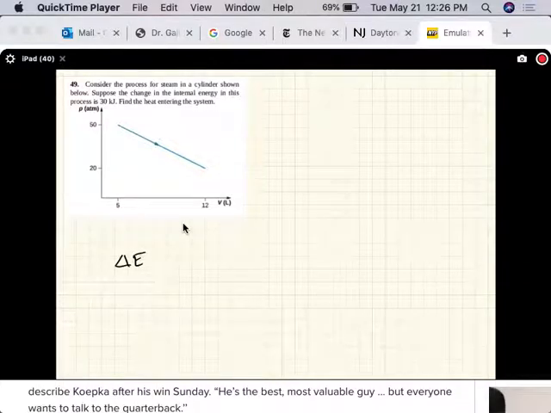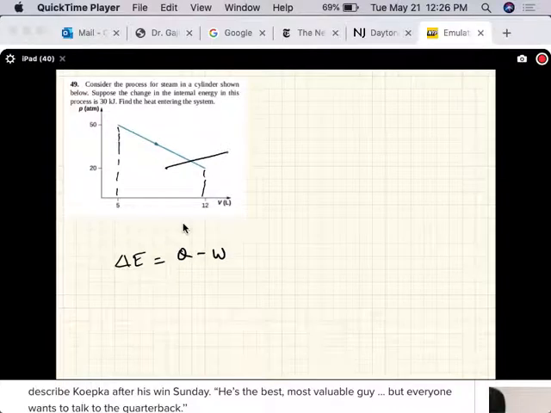delta E is Q minus W. Okay, so for this process, the work done is this area. They tell you the change in internal energy. They give you this. We can calculate the work from this diagram, which is the area under the curve.